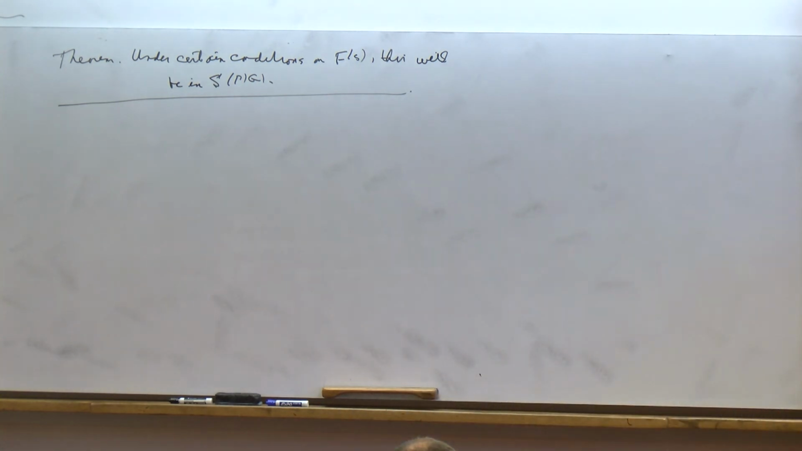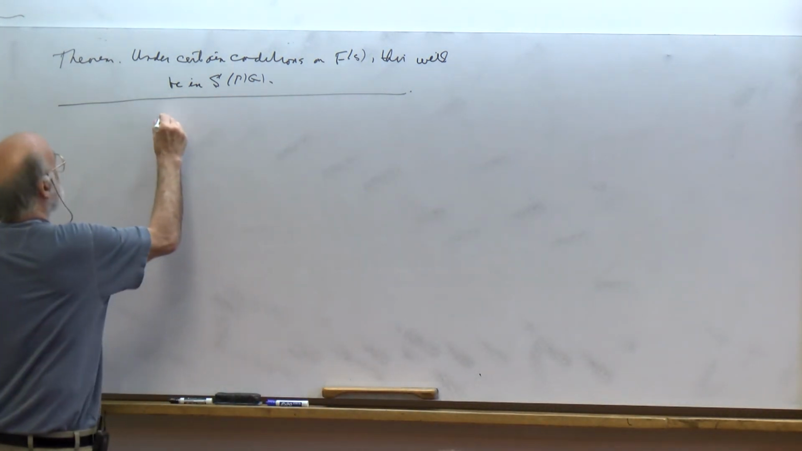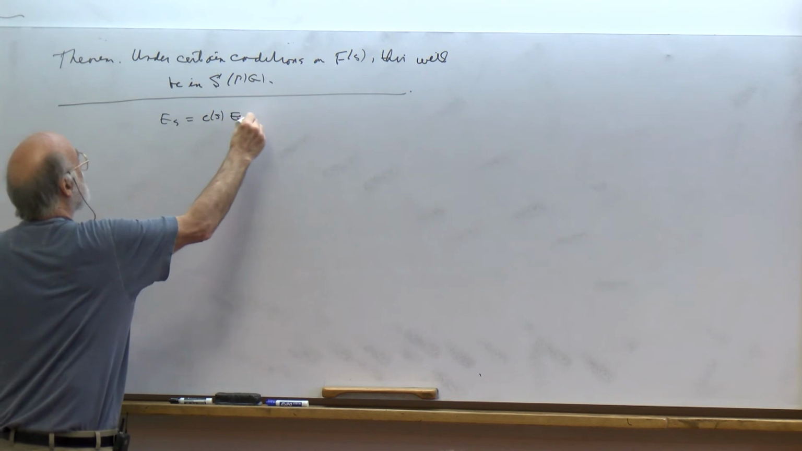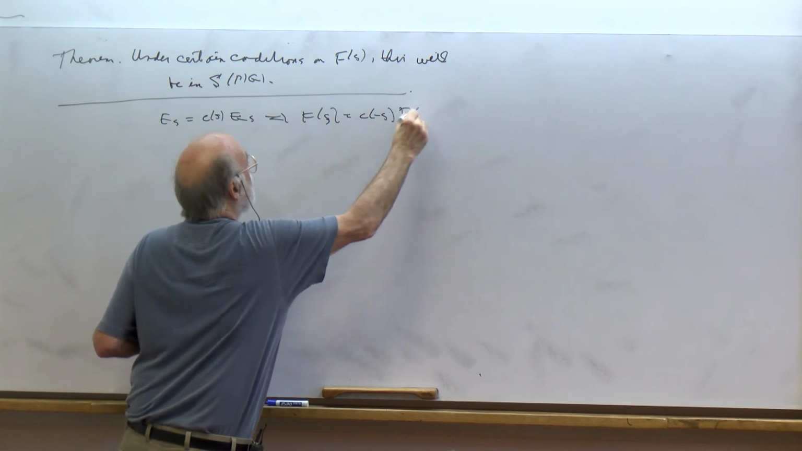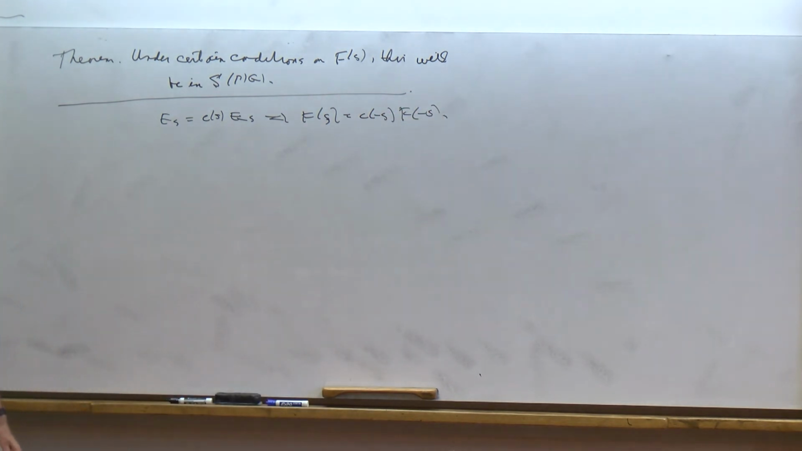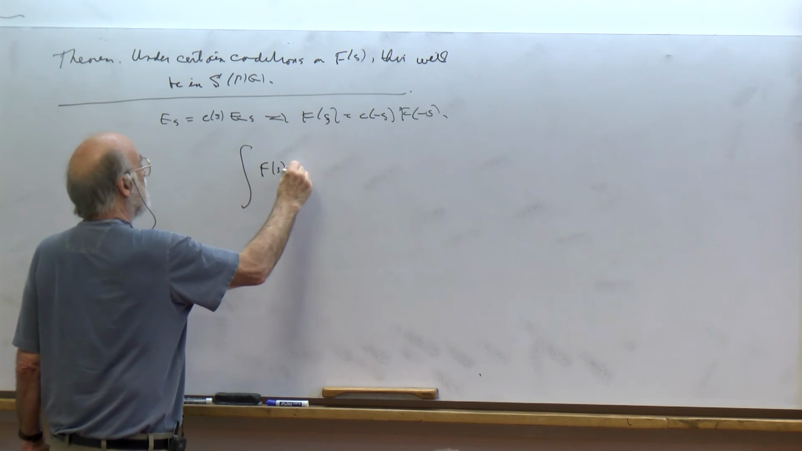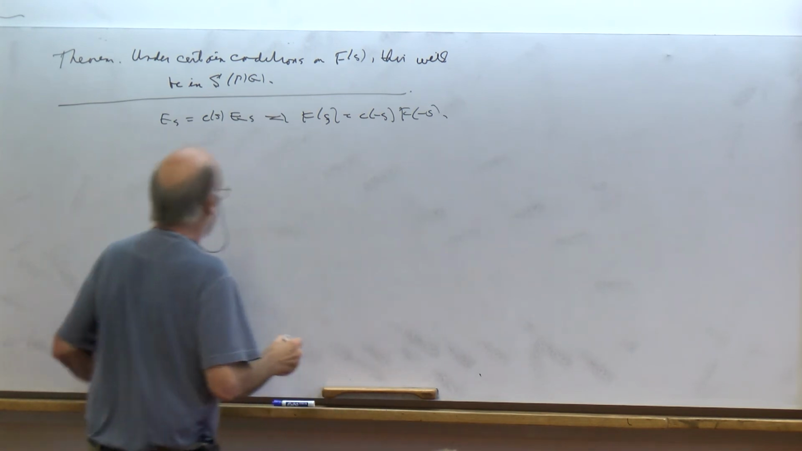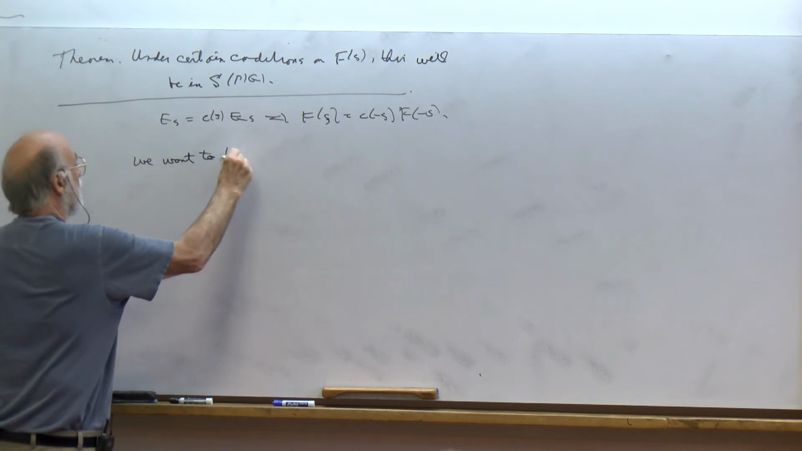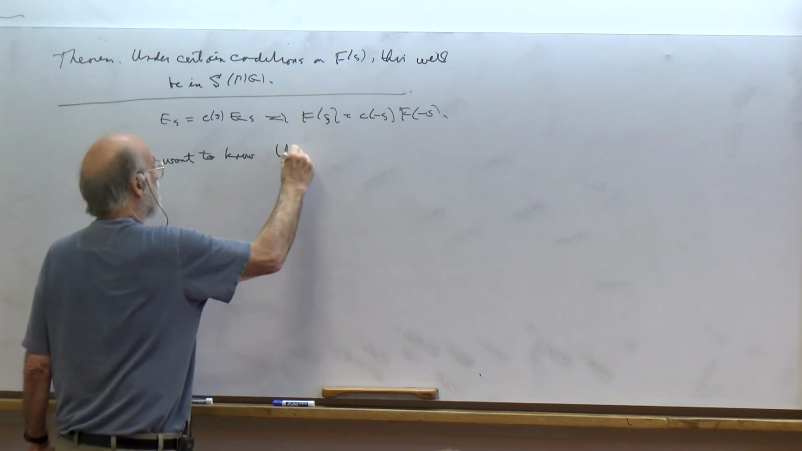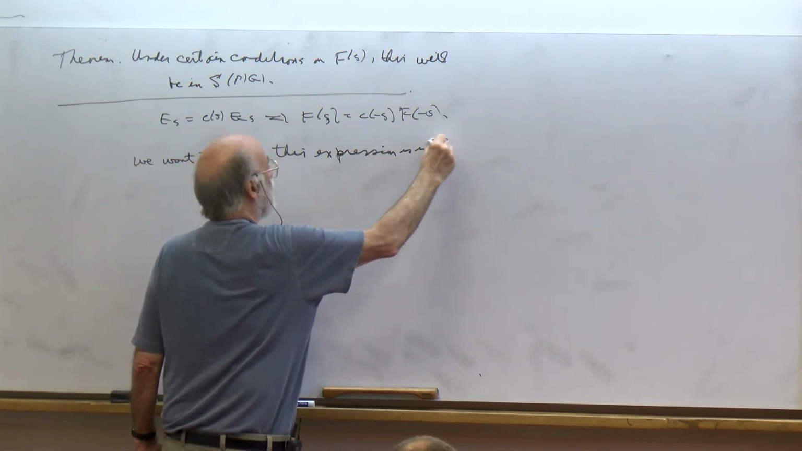Okay, now what are the conditions? Well, the first condition is that f of s, so we know that E of s is equal to C of s times E of minus s, and that implies that f of s is equal to C of minus s times f of minus s. And what that means is that if I integrate f of s times E of s, well, let's look again at this. So we want to know that this expression is in the Schwartz space.